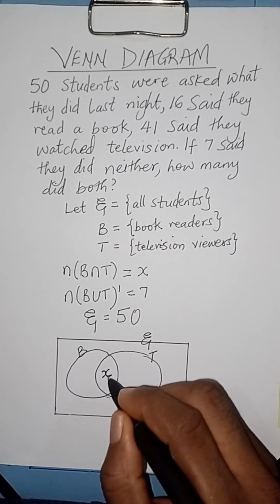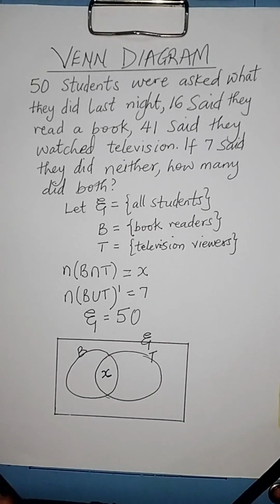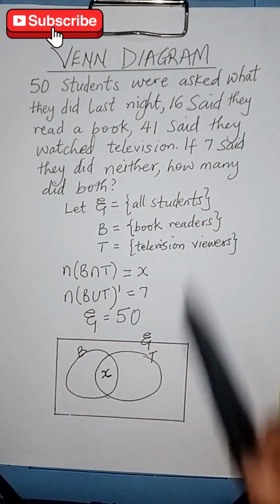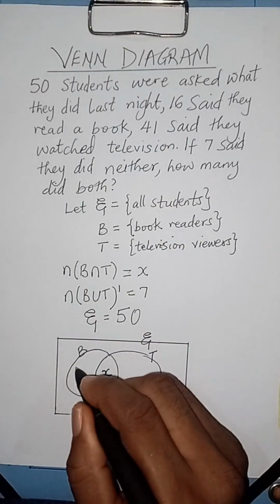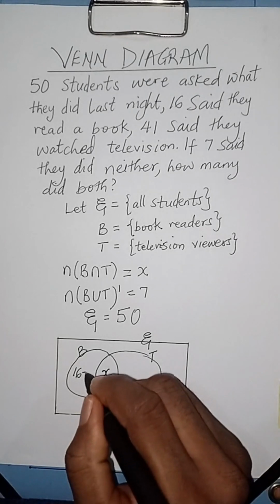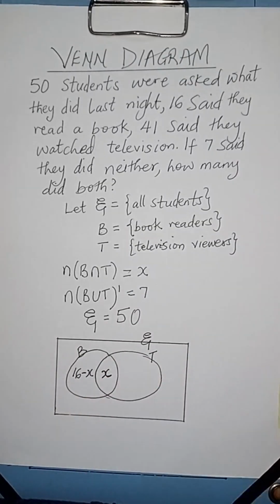Once you're able to define this, then getting the values for the set of B and the set for T is easy. So how many read a book? We'll have 16 said they read a book. But now remember, inside this 16, you also have those that read a book and watch television. But we want to get only those that read a book but did not watch television. So it's going to be minus this X here that is in the intersection.